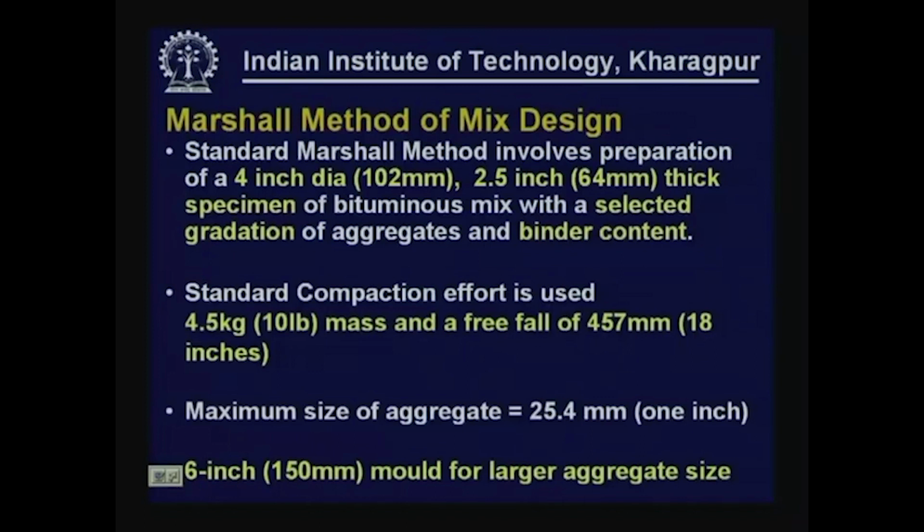The maximum size of aggregate that we can use, because we are using a 4-inch diameter specimen, is normally 1 inch or 25.4 millimeters. But if we want to test mixes having a gradation with a larger size, more than 25.4 millimeters, some of these mixes have got more than 30-40 millimeter size. If you want to test those mixes, you have to prepare larger size specimens. Normally 6-inch specimens also can be tested.